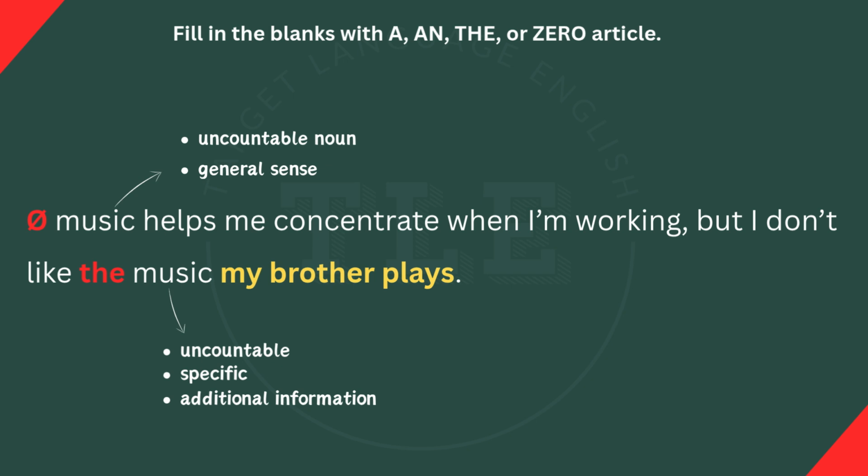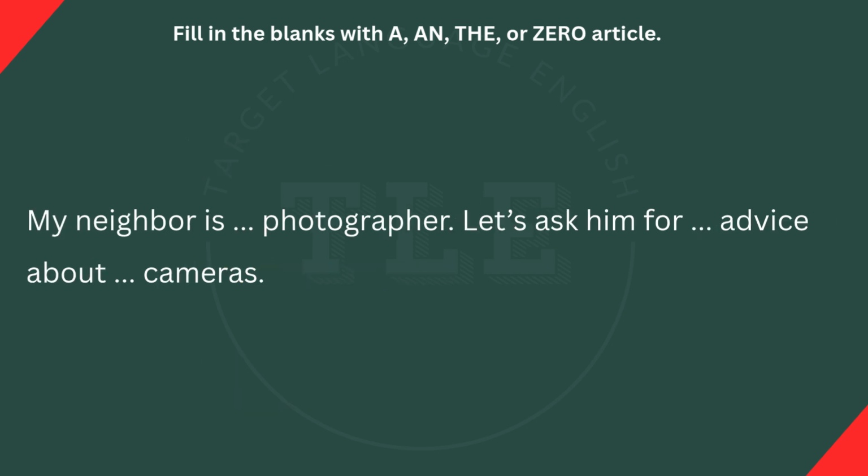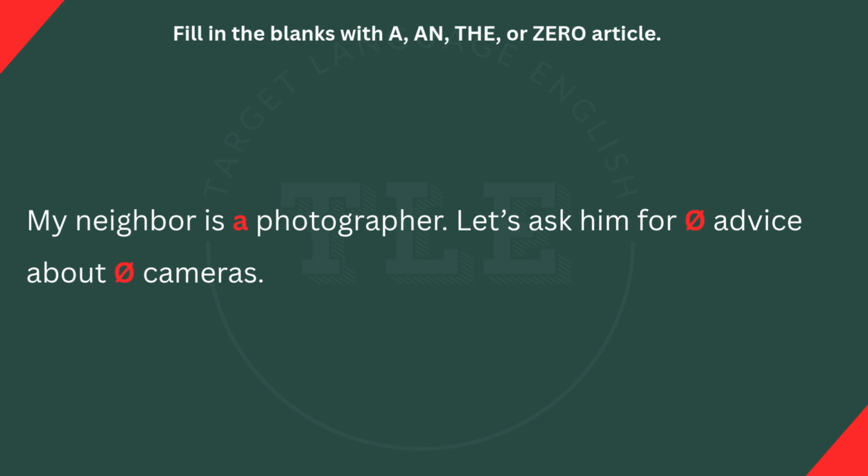Let's see the next example. My neighbor is photographer. Let's ask him for advice about cameras. We'll say, my neighbor is a photographer. Let's ask him for advice about cameras. When we talk about someone's job or profession or role, we use the indefinite article, a photographer.